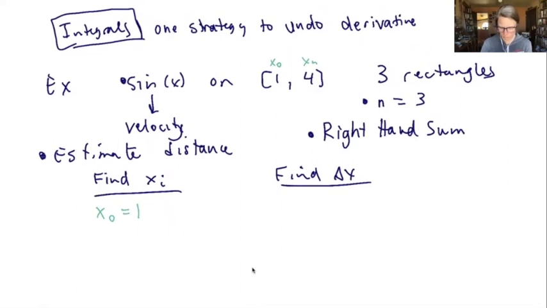Now delta x actually has a nice little formula. Delta x is b minus a over n. We also call this a to b when we generalize this problem. a is our left endpoint and b is our right endpoint. Okay, so b minus a over n, or you could do x sub n minus x naught, however you want to think about it. 4 minus 1 over 3, what's that equal? Oh no, I lied. We're changing this problem, sorry. Let's do 6 rectangles.